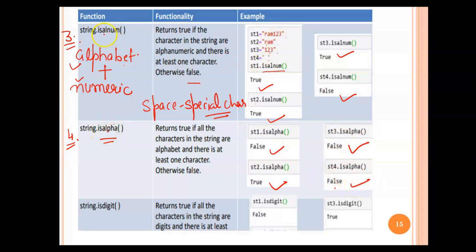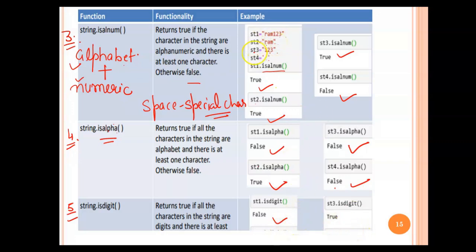So if you are clear with the third function, then definitely you can relate it with the fourth one, even with the fifth one also. So the fifth one, you please check. We have string.isdigit. So this is going to give you a true result only in case of digits, right? Now you please check str1.isdigit. If you write it, it is alphanumeric. So we are getting false here. The second one is only characters, so false here.